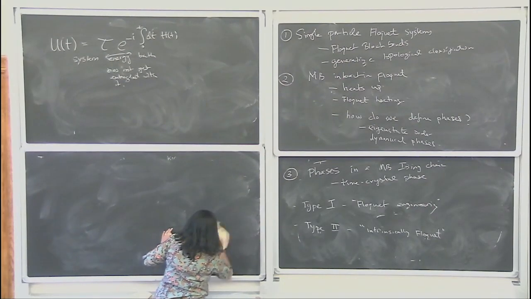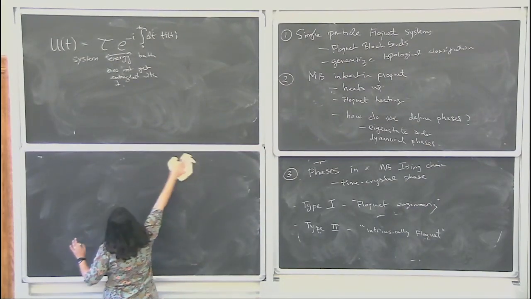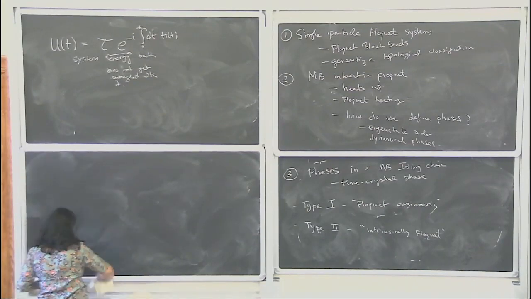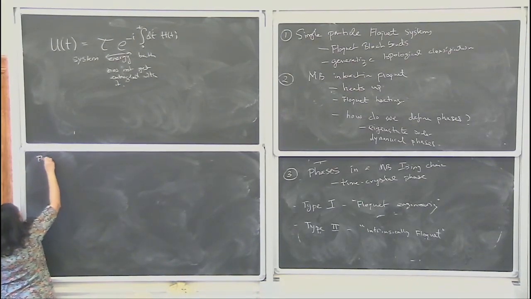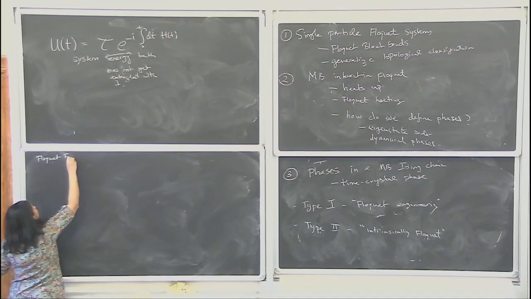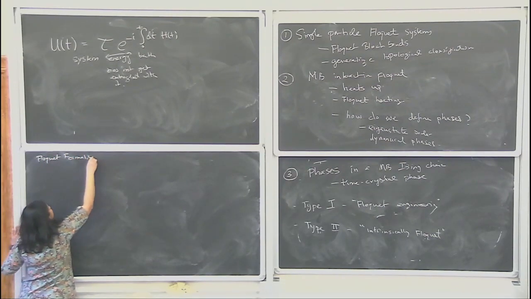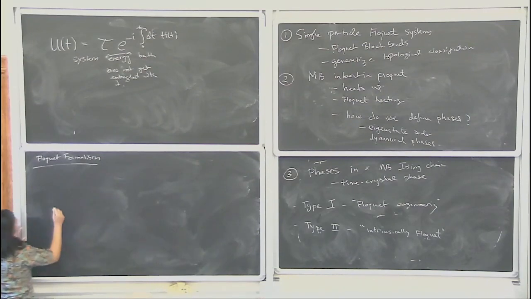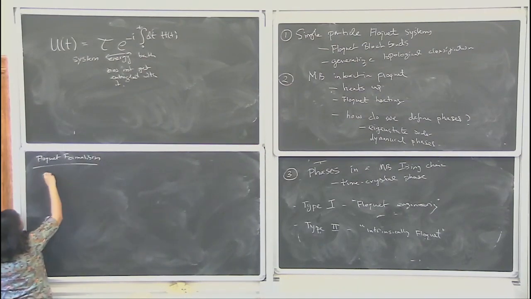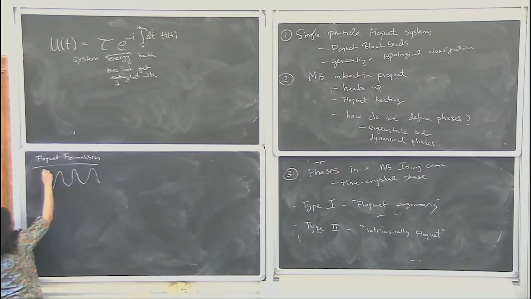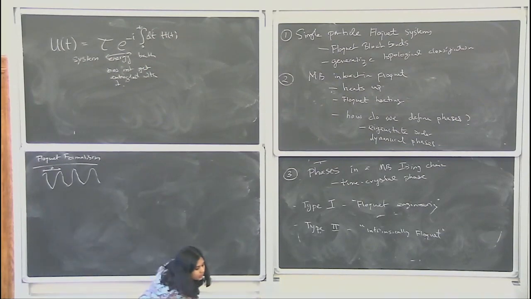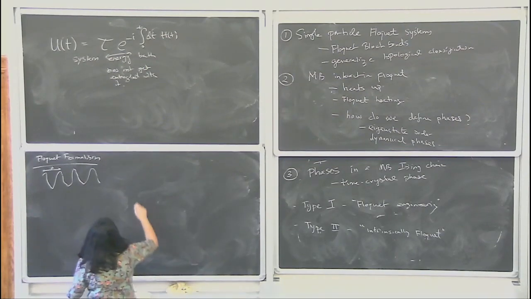So I'll start with some simple Floquet formalism that's really analogous to Bloch theorem. In a periodic system, if you have some potential, this is supposed to look periodic with some period a. So we all know Bloch's theorem.